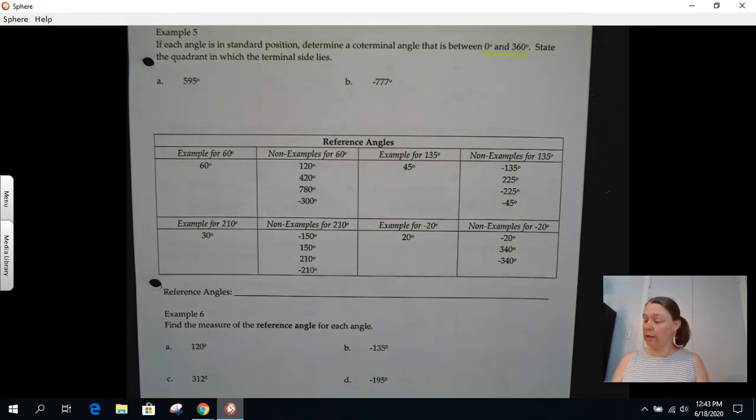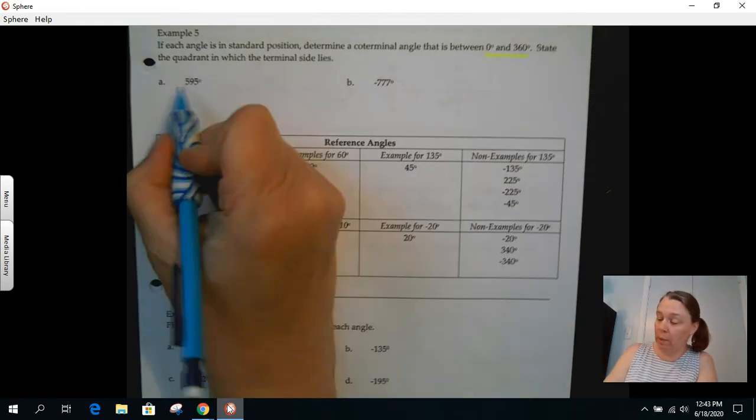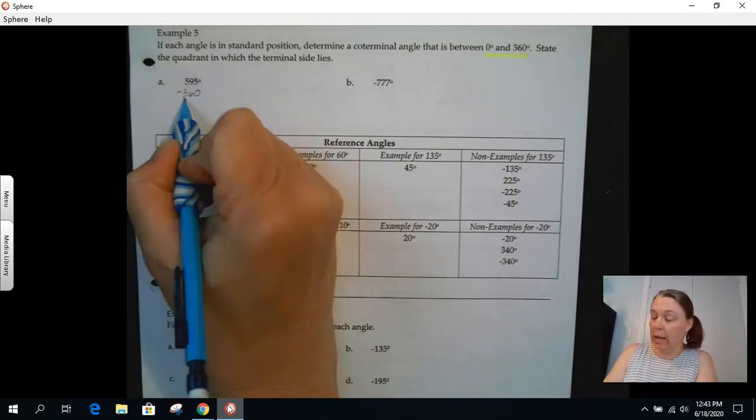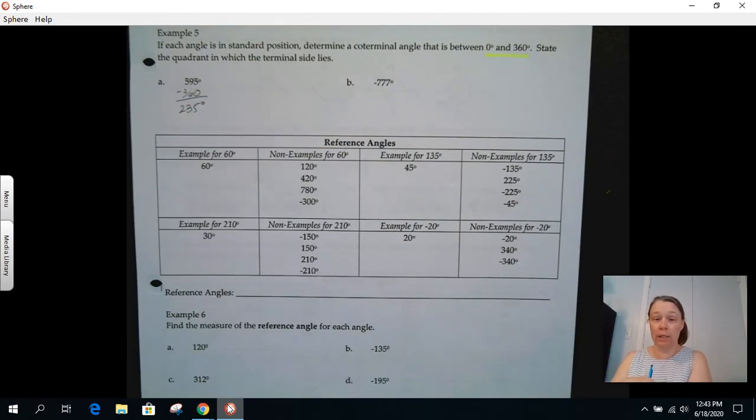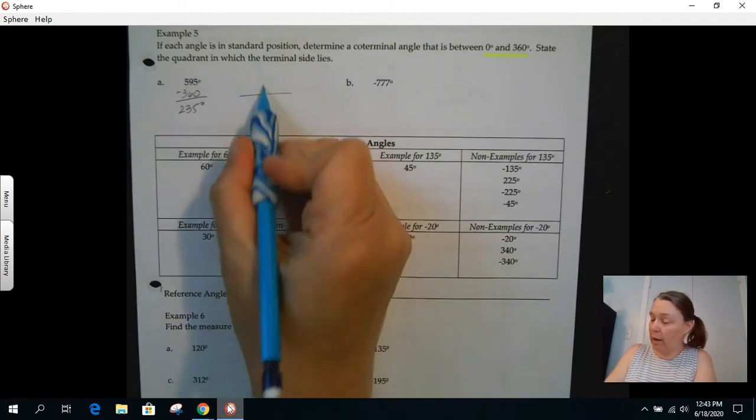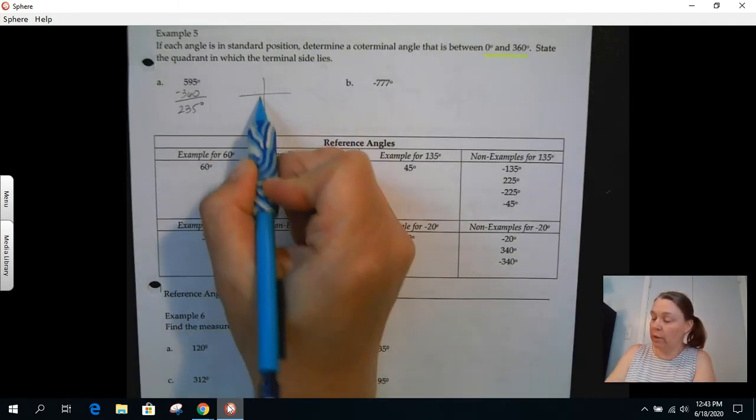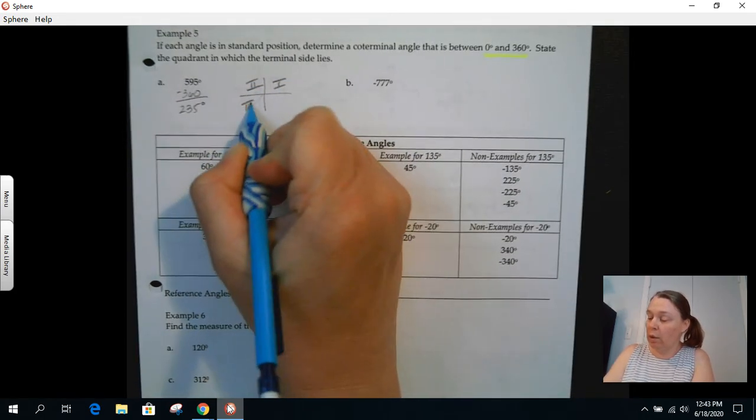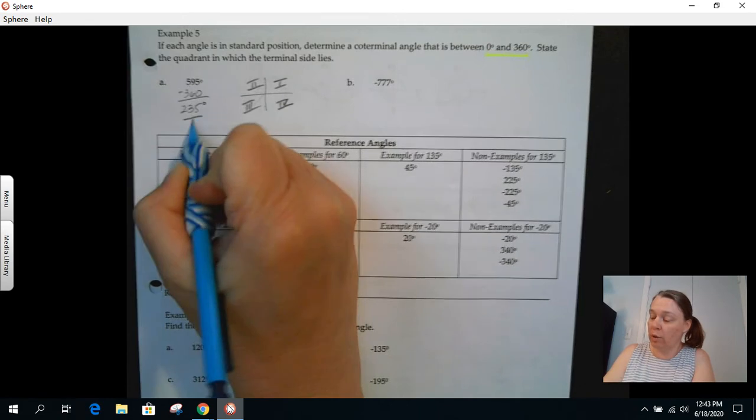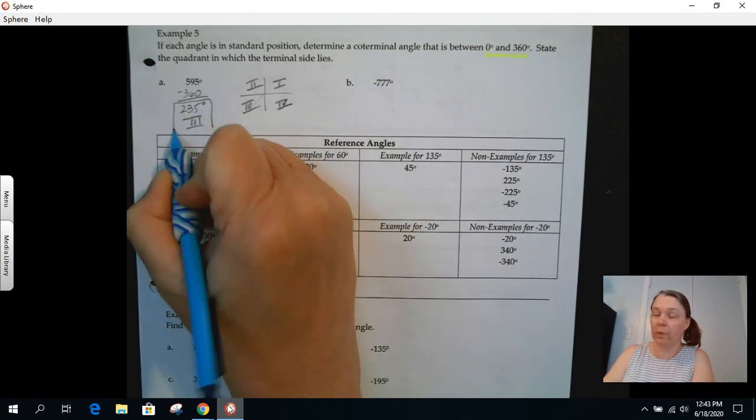Okay, so 595, well, that's bigger than 360. So I'm going to take away 360 and I'm going to get 235. Oh, great. That falls between 0 and 360. That's where I needed it. And it says to state the quadrant in which the terminal side lies. Okay, so if I think about this, that would be 180. That's 270. So it falls somewhere in, this is quadrant 1, 2, 3, 4. So it's in quadrant 3.